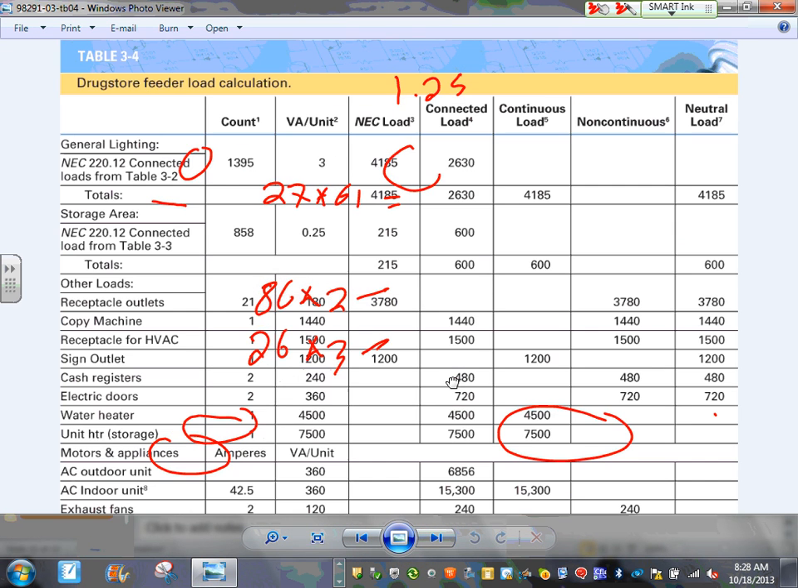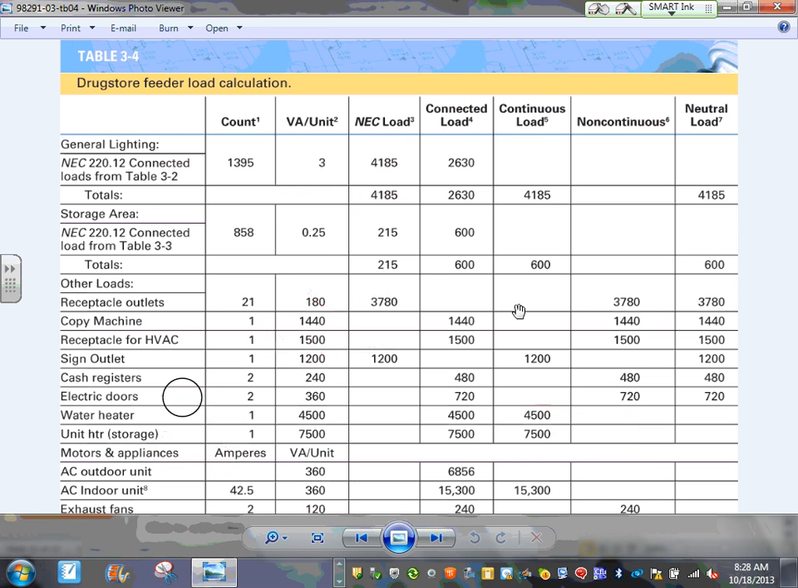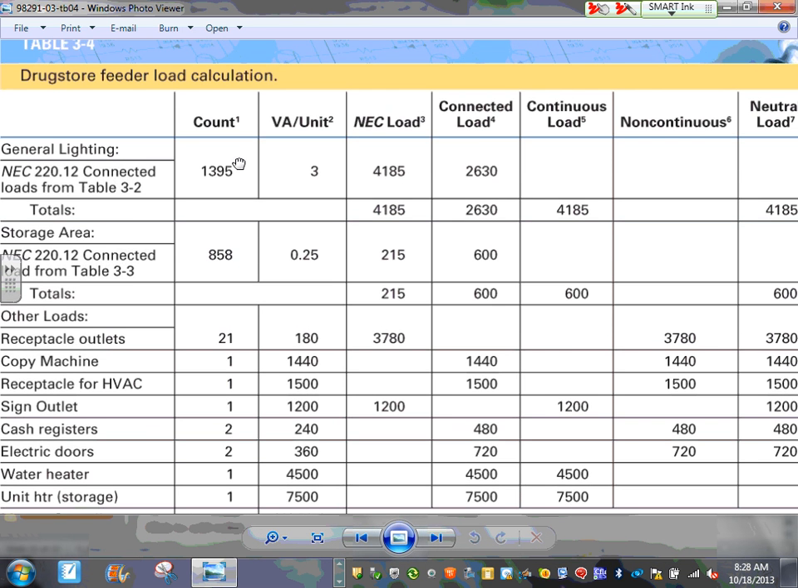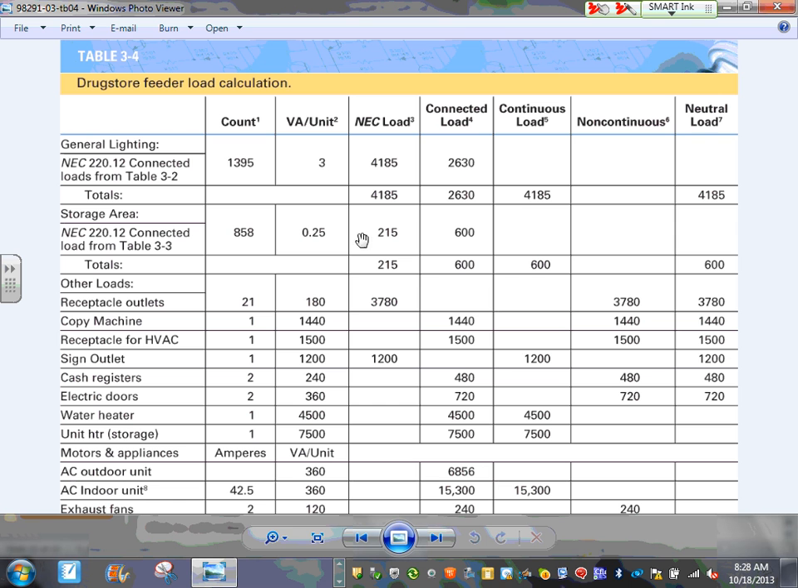I want to spend some time to show you guys how they did the load calculation for this project here. They're doing a load calc for the drugstore. And I know you guys are sick of doing load calcs with Chad. I did the Excel sheet with you, and I did it by hand. I want you to pay a little bit of attention to the way this author is doing it. So look at what they did.